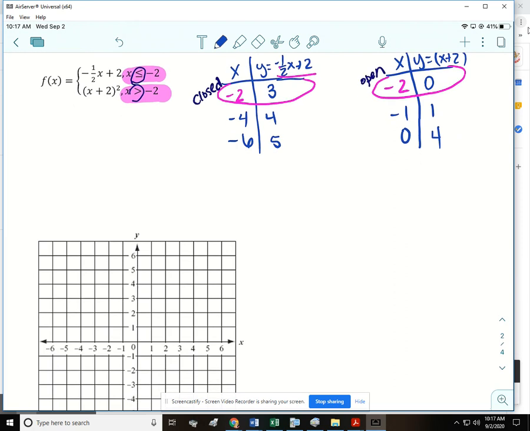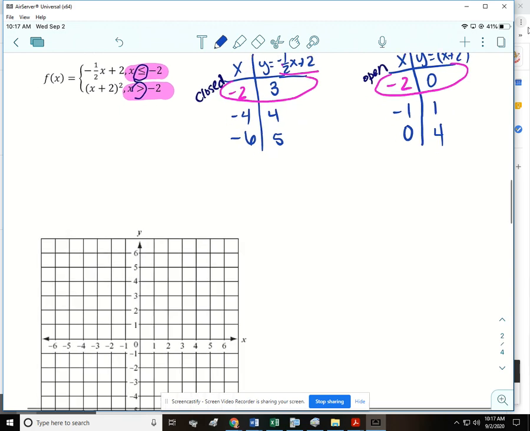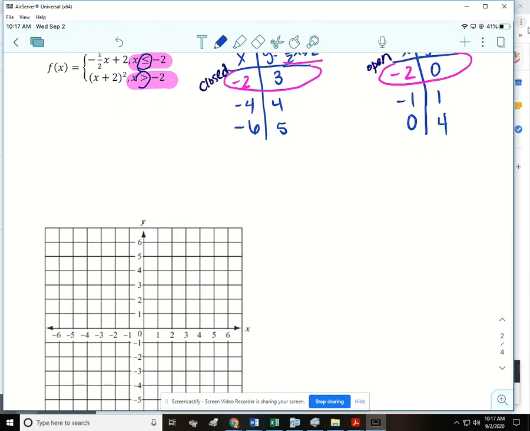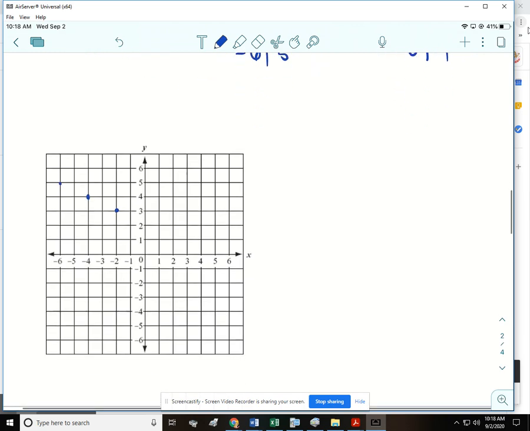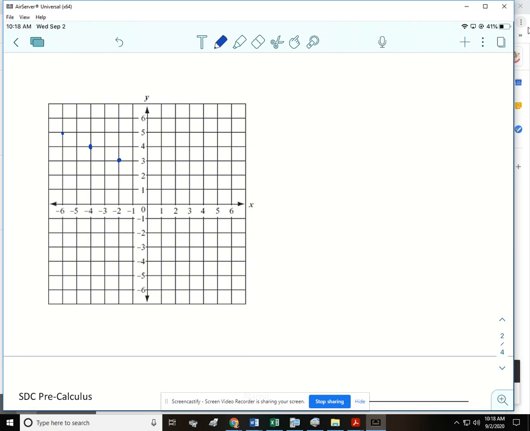Okay, so for this first table, I'm going to graph these points. My end point is going to be a closed circle. All right. Then I'm going to start at the end point and then connect my points to the left. All right. There is one piece of my graph.